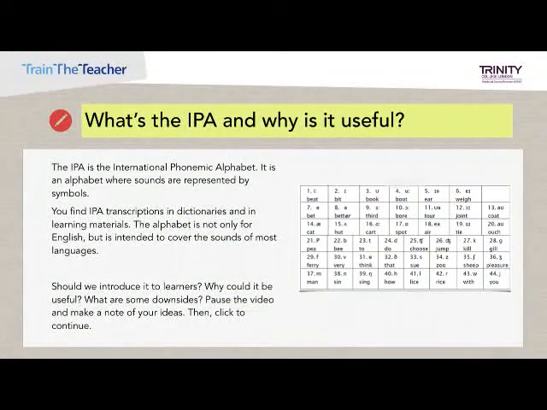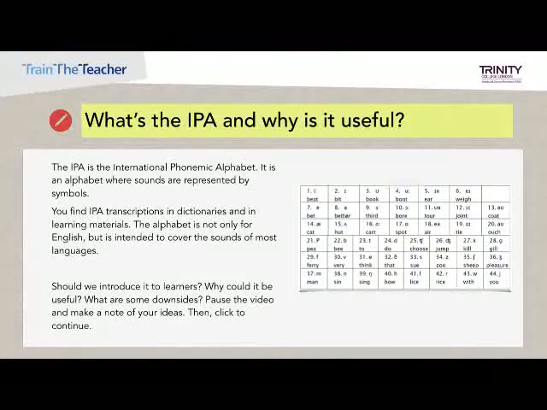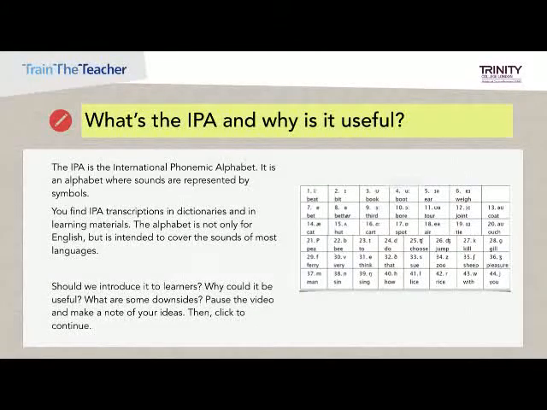What's the IPA and why is it useful? The IPA is the International Phonemic Alphabet. It's an alphabet where sounds are represented by symbols. You find IPA transcriptions in dictionaries and in learning materials. This alphabet is not only for English, but it's intended to cover the sounds of most languages.